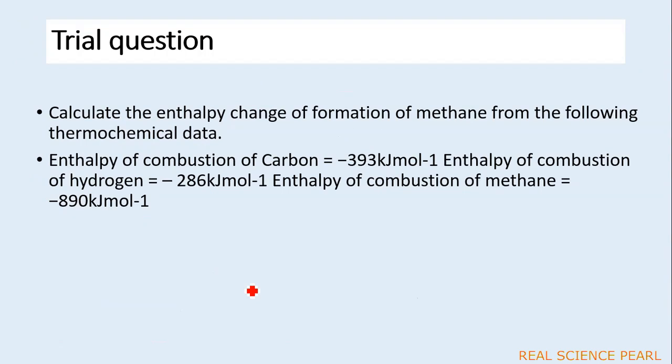Trial: calculate the enthalpy change of formation of methane from the following thermochemical data. Enthalpy of combustion of carbon is given, that of hydrogen and that of methane. Solve it. Let's meet in the comment section. Answer is negative 75 kJ per mole.